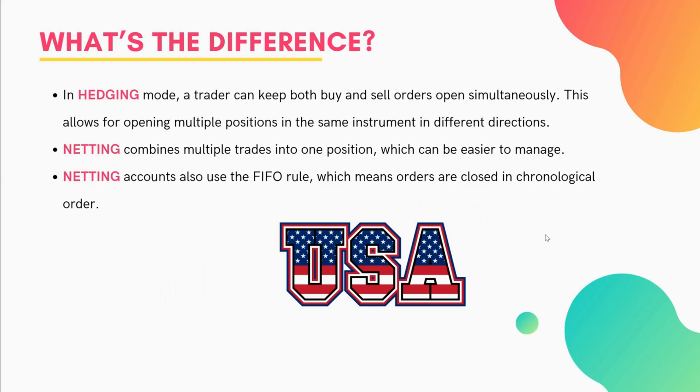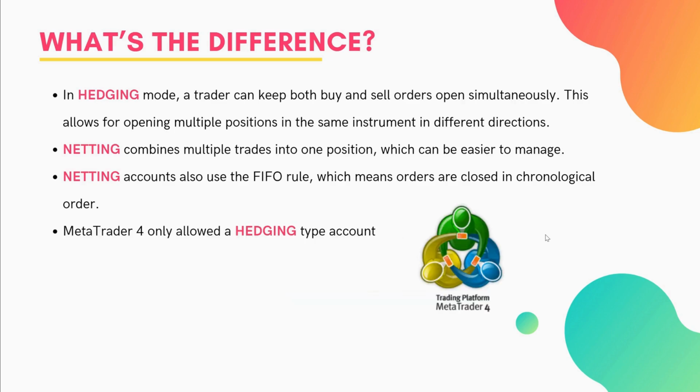Netting accounts is also good for those in the USA where you have to use the first in, first out rule, or FIFO, which means orders have to be closed in chronological order, which is a bit of a nuance for those working in the US, meaning that if you put an order in, the first one you put in is the first one that's got to come out. So that is an extra complication, but netting helps with that.